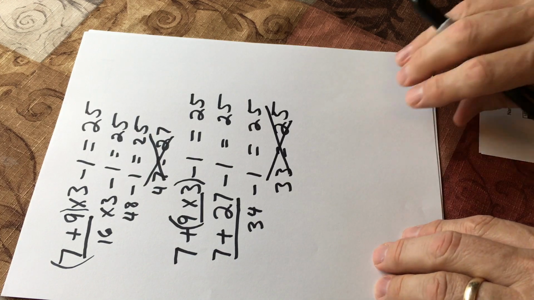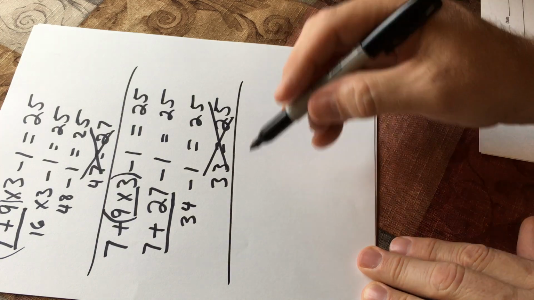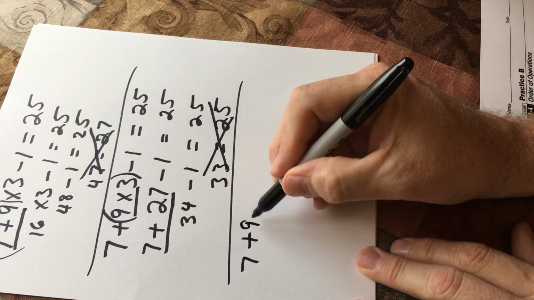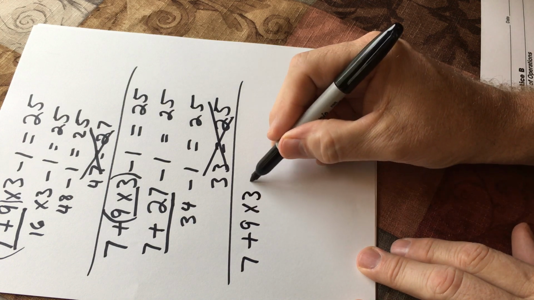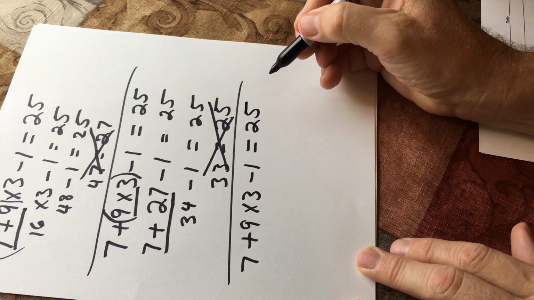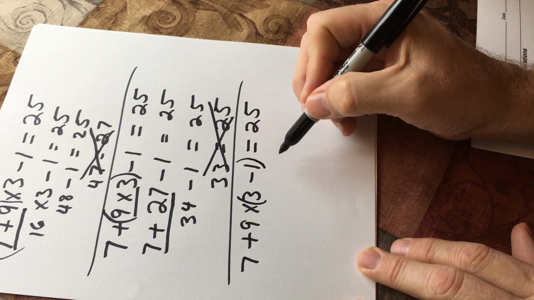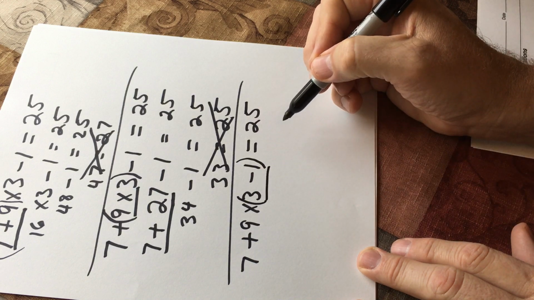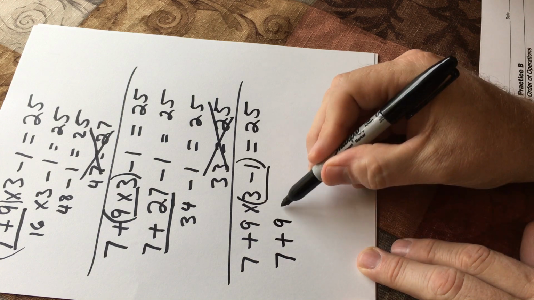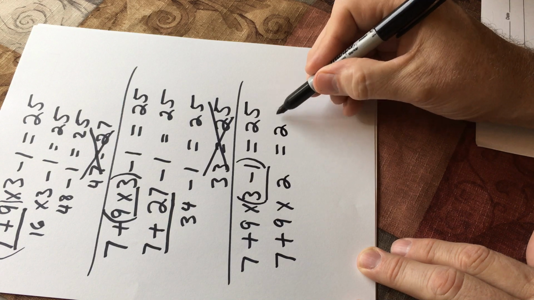Okay, we've got one last grouping that we can do. And we'll rewrite our problem. 7 plus 9 times 3 minus 1 equals 25. Okay. Now that means we're going to try our parentheses all the way here on the right. We're going to do the 3 minus 1 first. So we have 7 plus 9 times 2 equals 25.